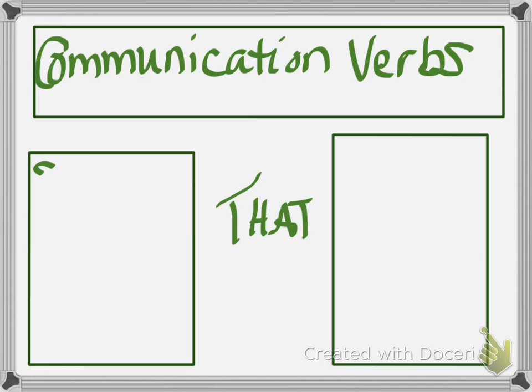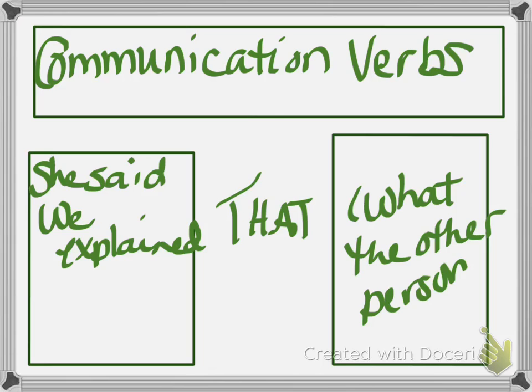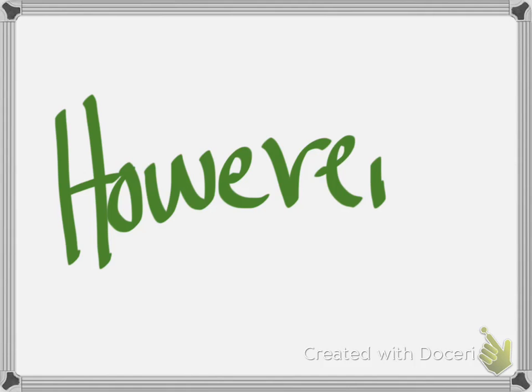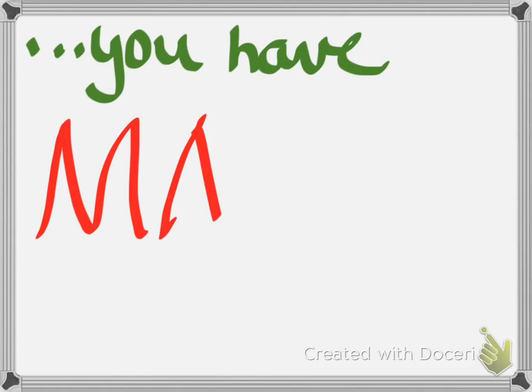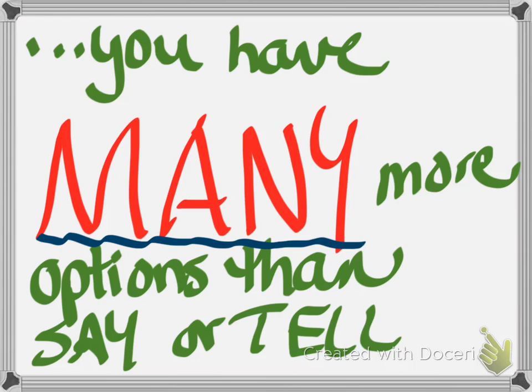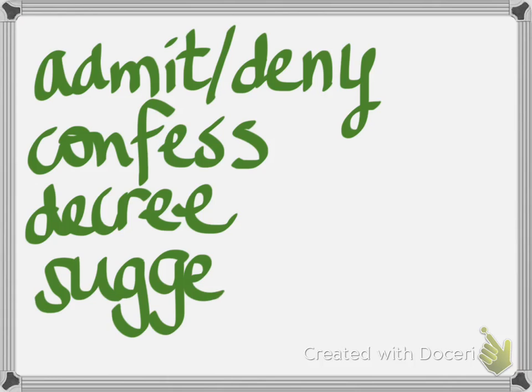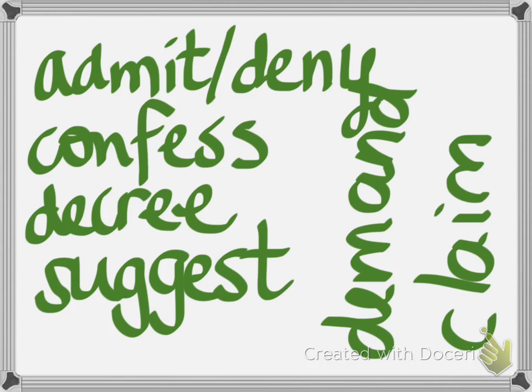With communication verbs, we use that to connect the verb, what we think happened, with the communication and the information that was communicated. However, it's important to remember that we use this because we have many more alternatives than just say or tell. Admit, deny, confess, suggest, demand. All of those are different actions. It's like the action is inside the verb, and then there's the information after.